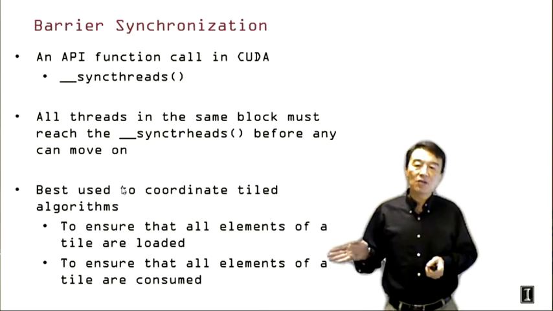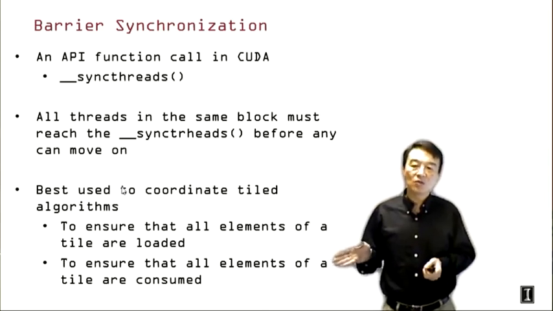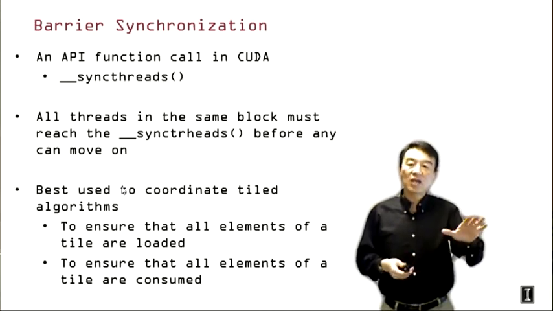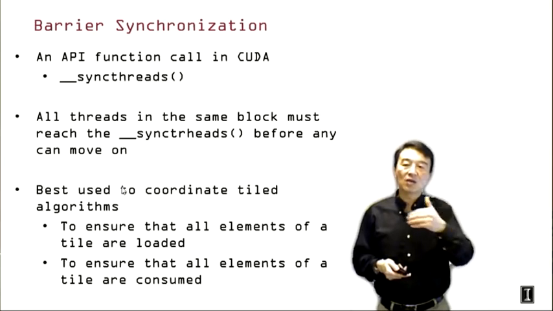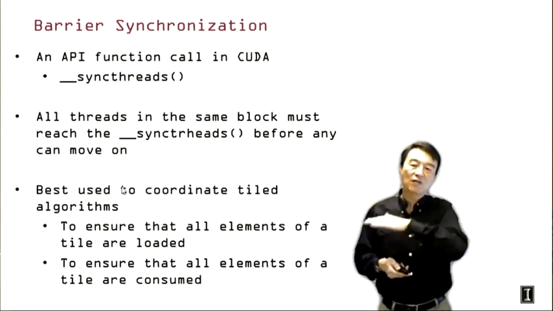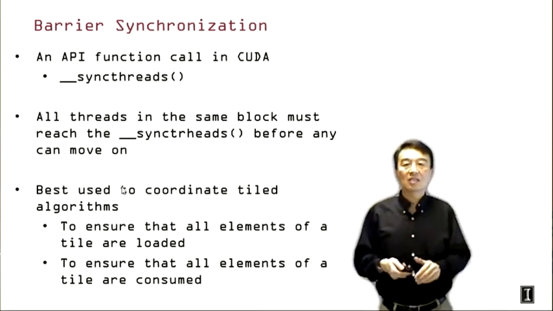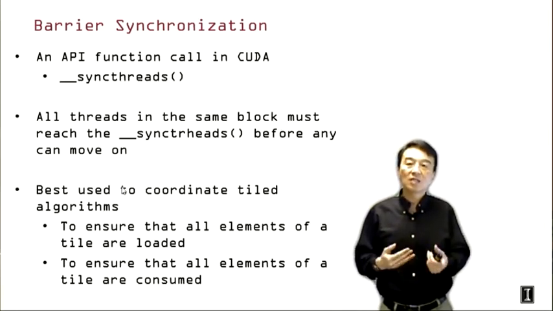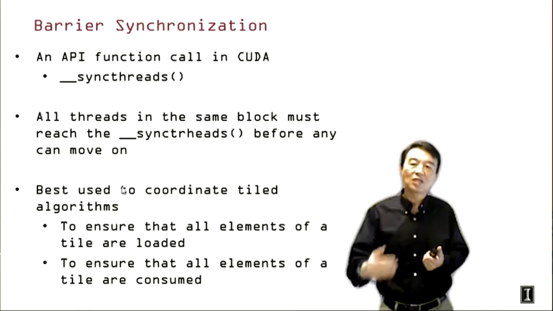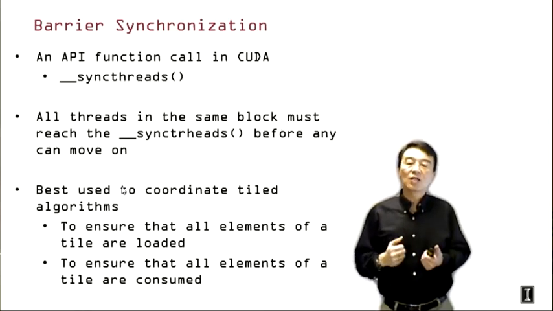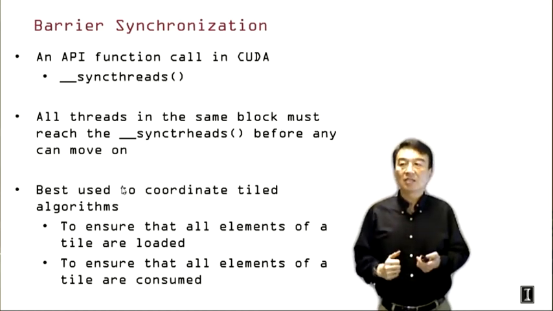And then the barrier synchronization also will be used to ensure that all the elements of a tile in the shared memory have been consumed, before you go up and load the next batch of elements and overwrite the contents. The reason is if any thread still needs to consume more elements in the shared memory, you really don't want other threads to potentially overwrite that content.